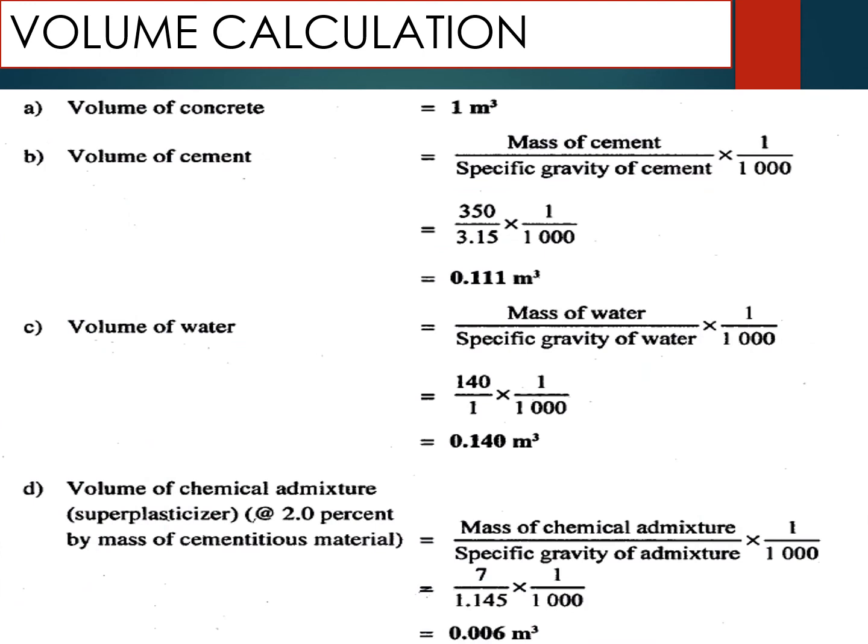So in the example, volume of cement is mass of cement divided by specific gravity of cement, into 1 upon 1000. So you will get volume of cement equal to 0.111 cubic meters. Volume of water is again calculated as mass of water divided by specific gravity of water, into 1 upon 1000, that is 0.14 cubic meters. Volume of chemical admixture, that is superplasticizer, which is 2% by mass of cementitious materials, is considered. So mass of chemical admixture divided by specific gravity of chemical admixture, into 1 upon 1000, that is 0.006 cubic meters.